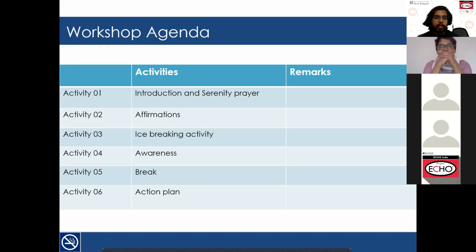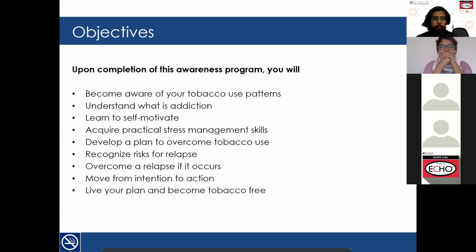So the workshop agenda remains similar to the last one that I introduced. We'll be going through the introduction and the serenity prayer, then the affirmation, then there will be an ice-breaking activity, then the entire crux of the module, that is the awareness, and then we prefer you to take a break. And then in the end, we'll have a few Excel sheets where the action plans and how the de-addiction program can be conducted will be taken forward.